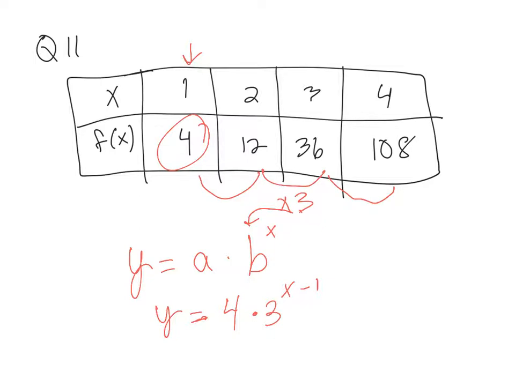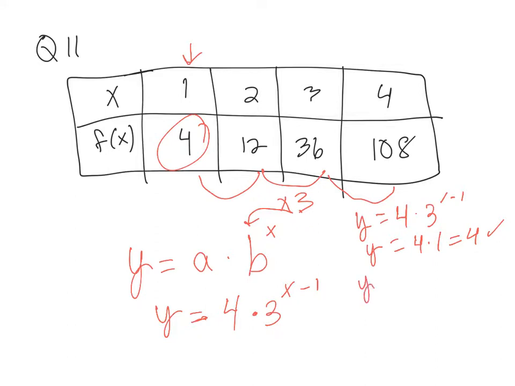You should always double check that the function you came up with is correct by plugging in some of those x values to see if you get the appropriate y value. If I plug in 1 for x, I'm going to have 1 minus 1. 1 minus 1 is 0. Anything to the power of 0 is 1. So then I end up with 4 times 1, which is 4. That checks out for plugging in the value of 1.